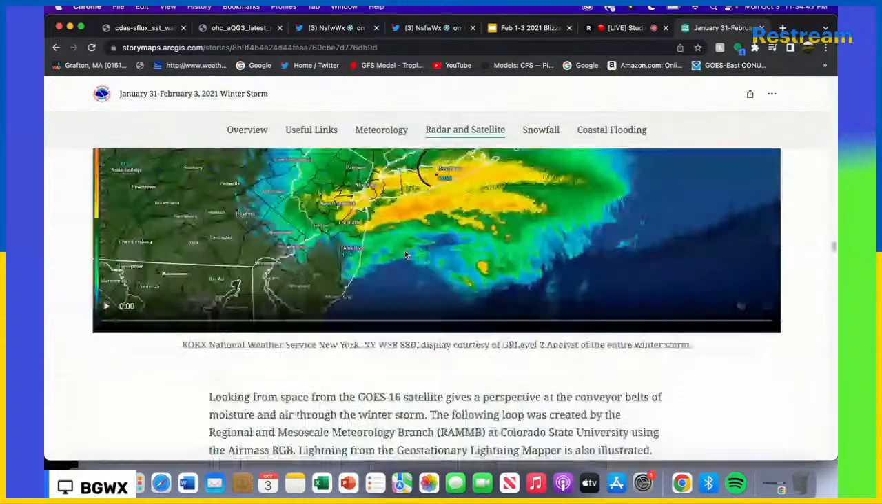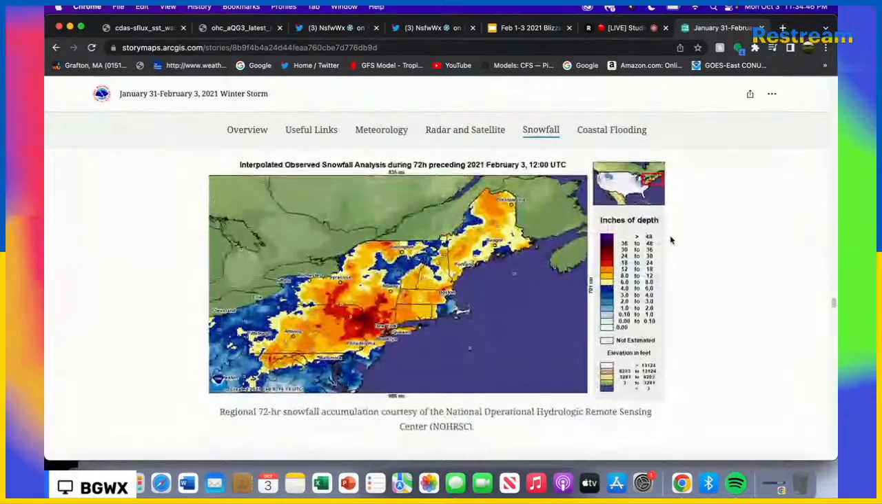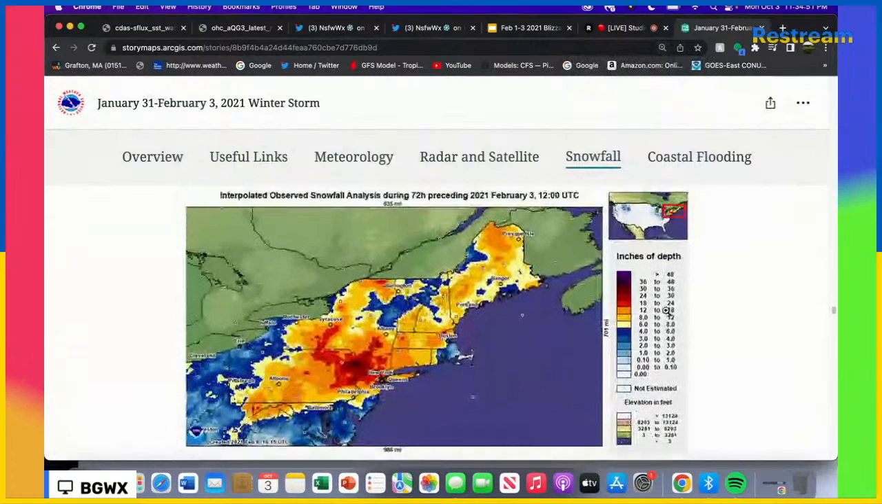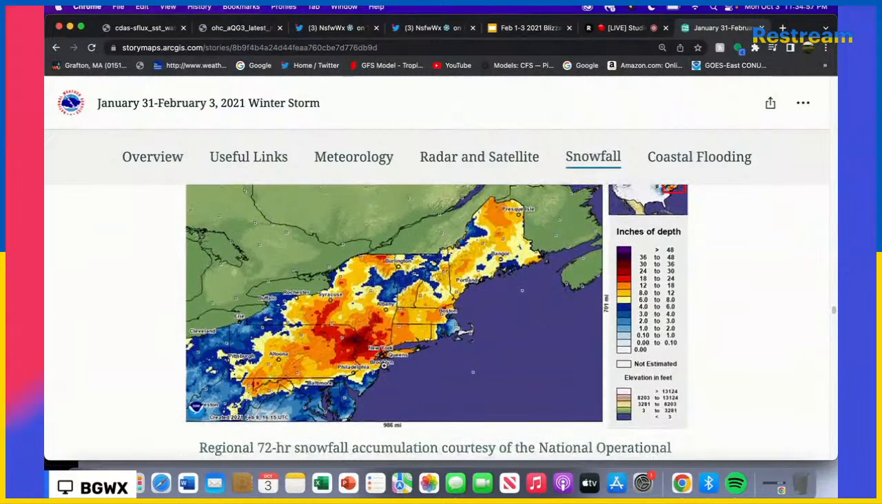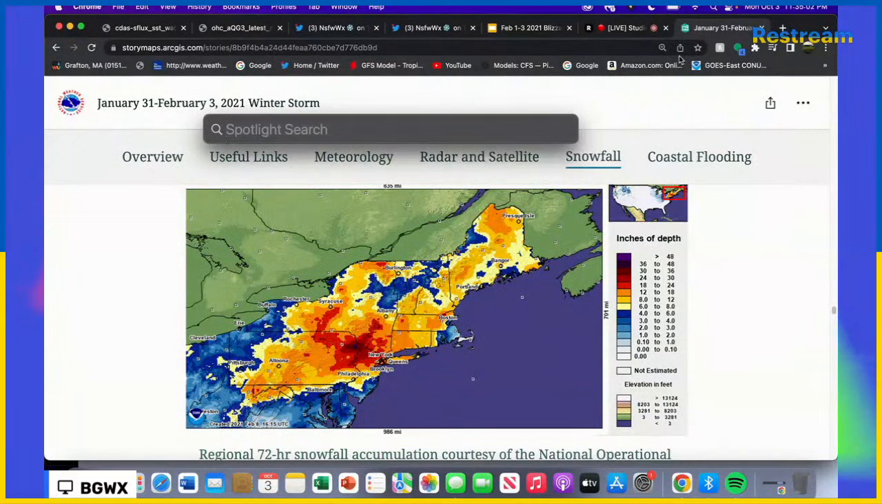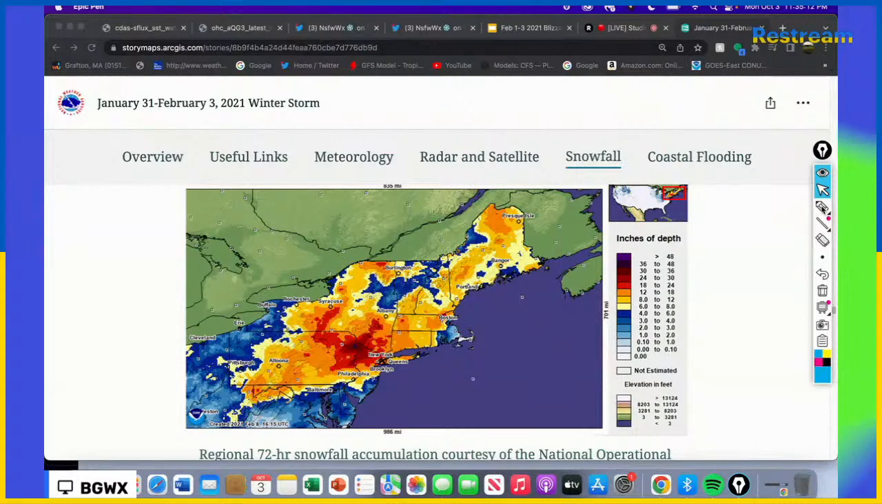But let's start off. Let's go directly into the snowfall totals. Let's go through this. That's kind of how I want to start. I'll zoom in. That didn't work as well as I wanted, but you can still probably see pretty well. So right off the bat, this was the pen tool. There we go. Now we're cooking.